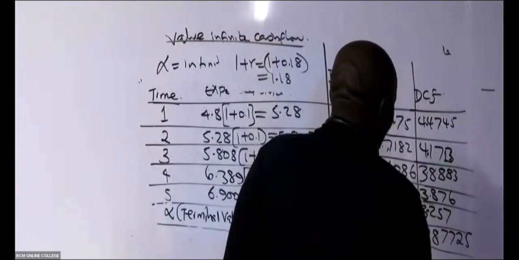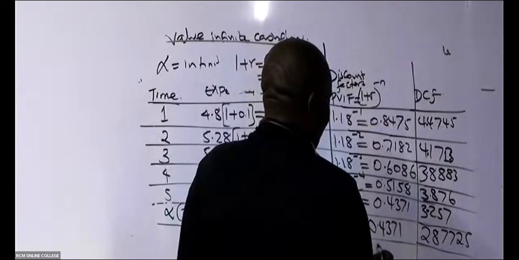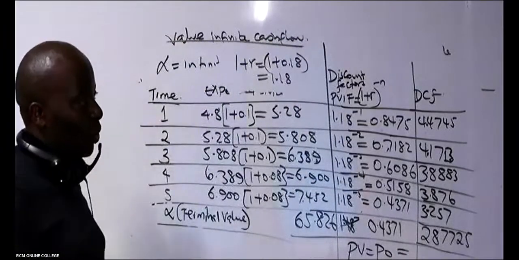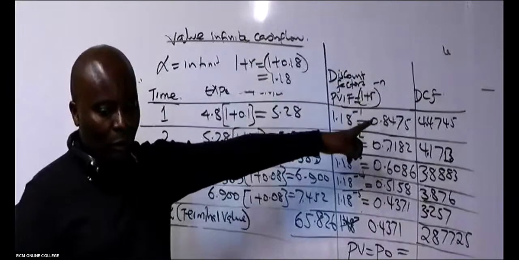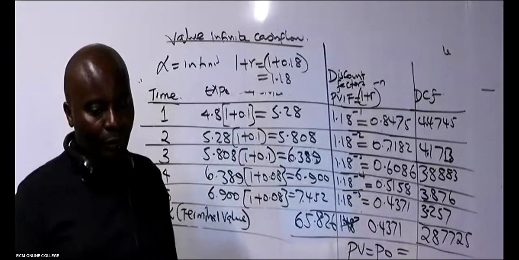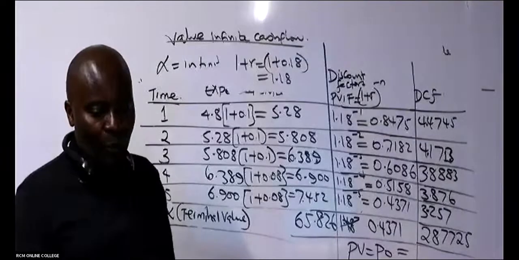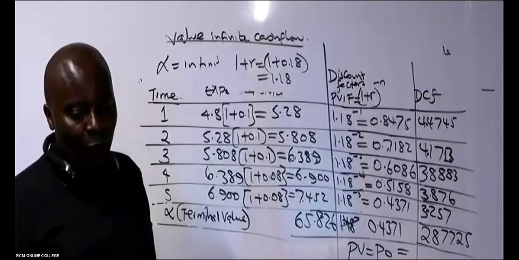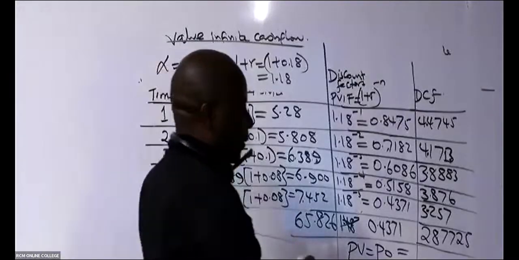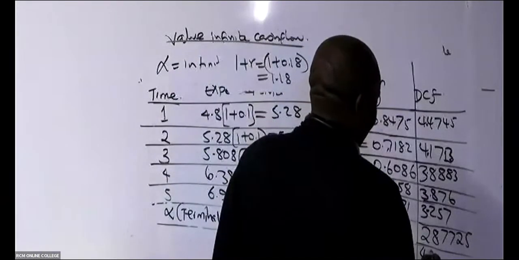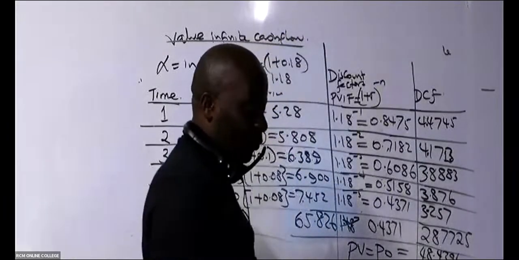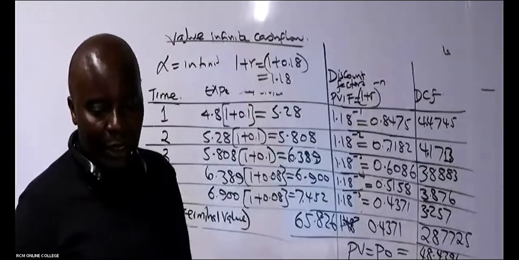Then give me the present value, which will be the same as my PO. You add everything now. According to Pius, we have 48.4396.